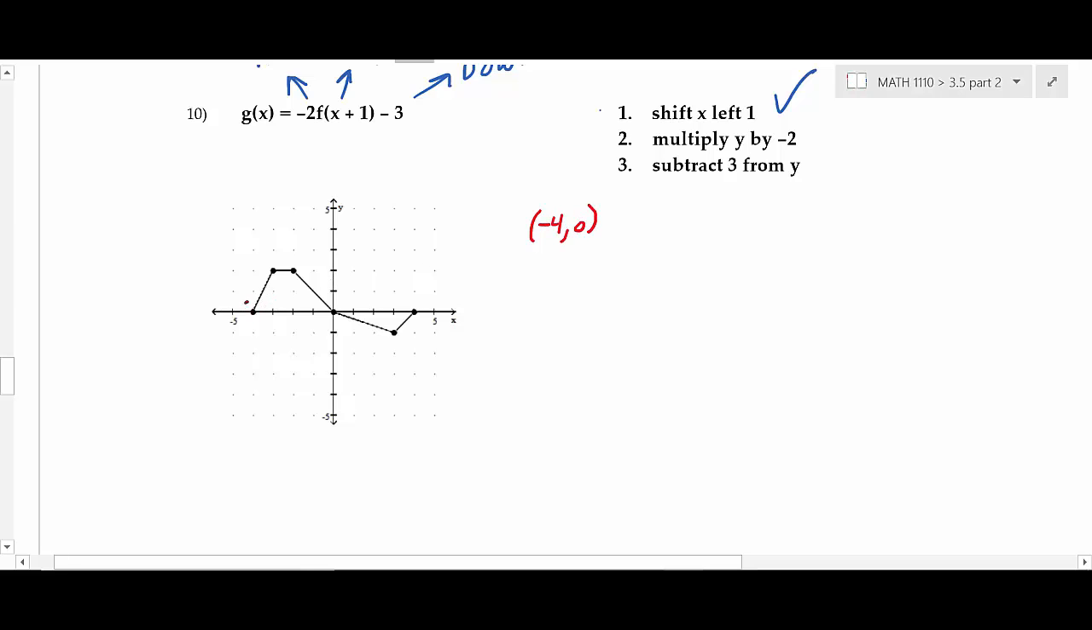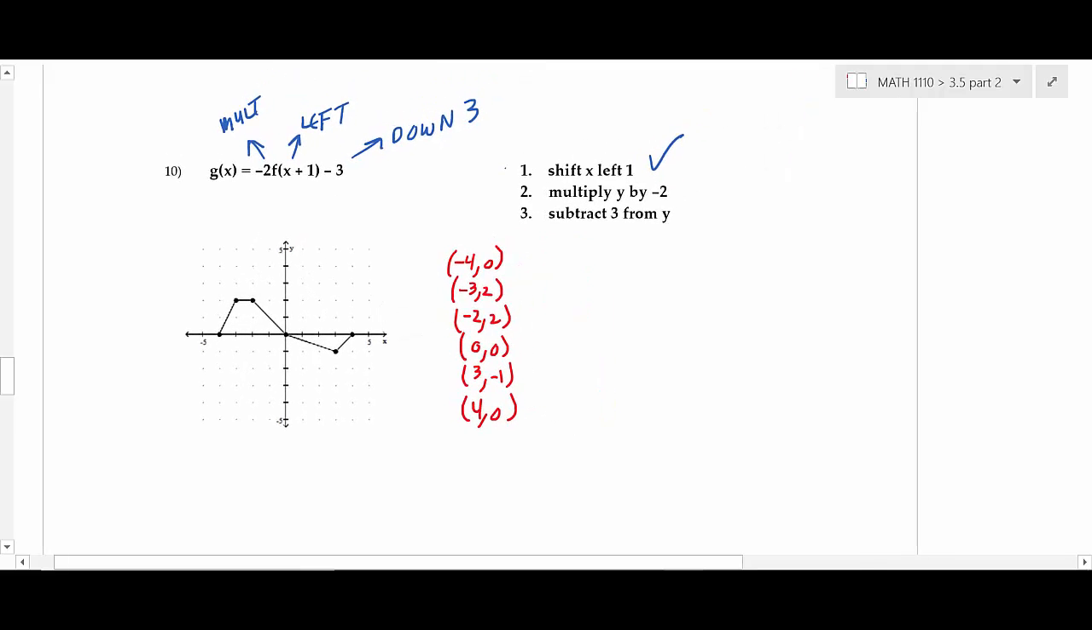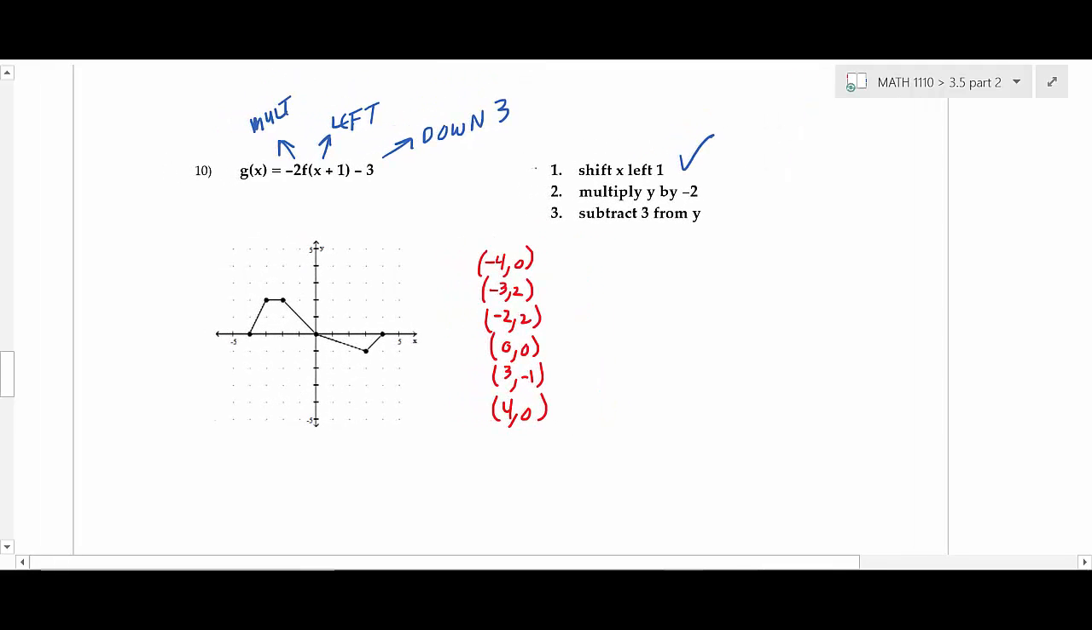So I'm just going to write these points out. That's -4, 0. That's -3, 2. Then I got -2, 2. And then 0, 0. Then I've got 3, -1. Then I got 4, 0 like that. Now all I'm looking for is the final product on this. Now you can do this all in your head if you want to.